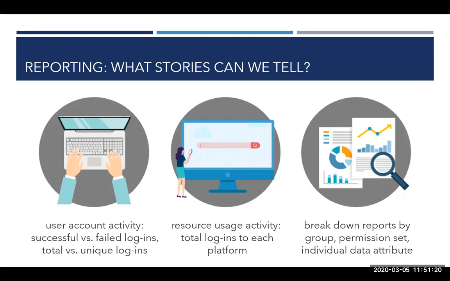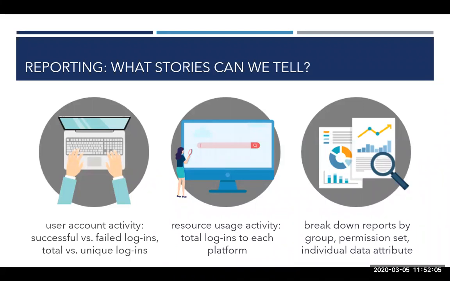We've got the resource usage activity. So that's total logins to each platform. As Amanda says, we're interested in the authentication and making sure that user is being passed. Once they're passed to the publisher and sent their attributes across, then we don't track that user or anything like that. The user is then on that website. So we can report that they've logged into that platform, but what they've done on that platform, Open Athens doesn't know because we don't track users. And breakdown reports by group, permission set, individual data attributes, and whatever attributes you throw at us, really.